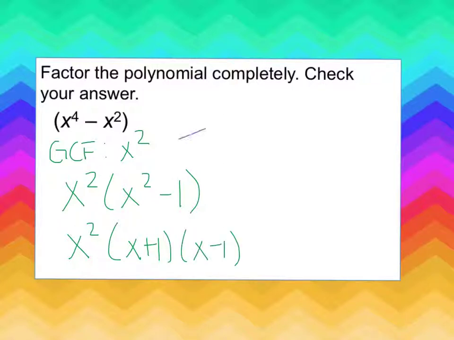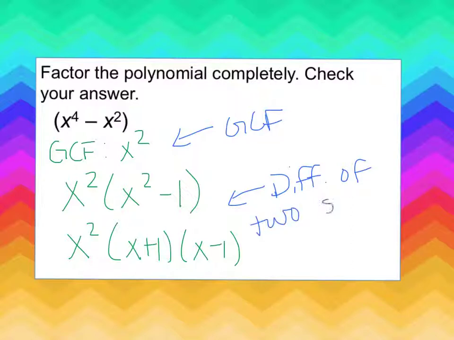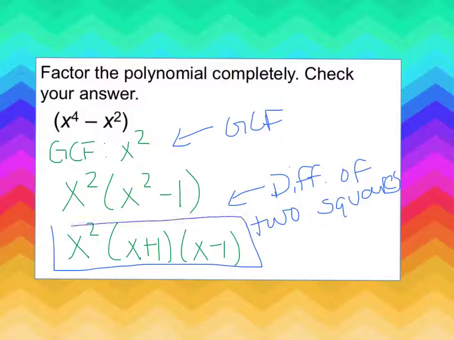So I used 2 factoring methods. I factored by GCF, and then I had to factor by difference of 2 squares. And I have my fully factored form of this answer. So go ahead and check your work.